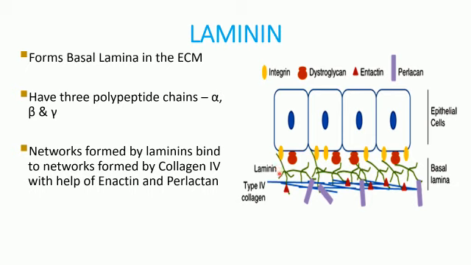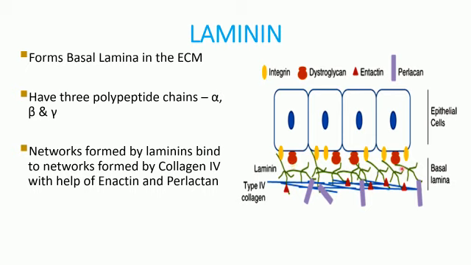This network then binds to a network formed by another ECM protein which is present in the basement membrane, a special type of collagen, that is collagen 4. Collagen 4 is present in the basal lamina or basement membrane. This blue one is the type 4 collagen. This collagen network is bound with the network of the laminin.